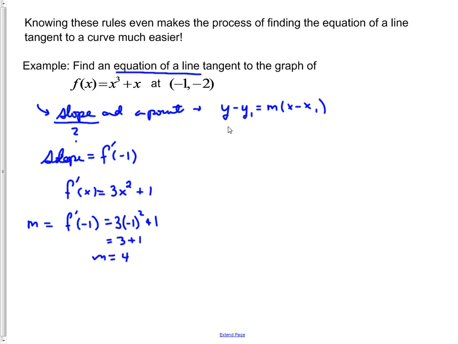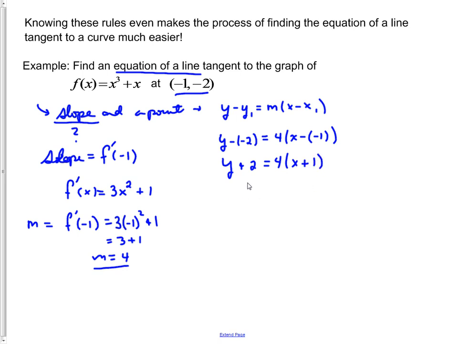Now we need to substitute in our values from our given point along with our slope to develop the equation of this line. So we write y minus -2, using the given y value from our point, equals the slope of 4 times x minus the given x value. In this case, that's -1. We get y plus 2 is equal to the quantity 4 times x plus 1.